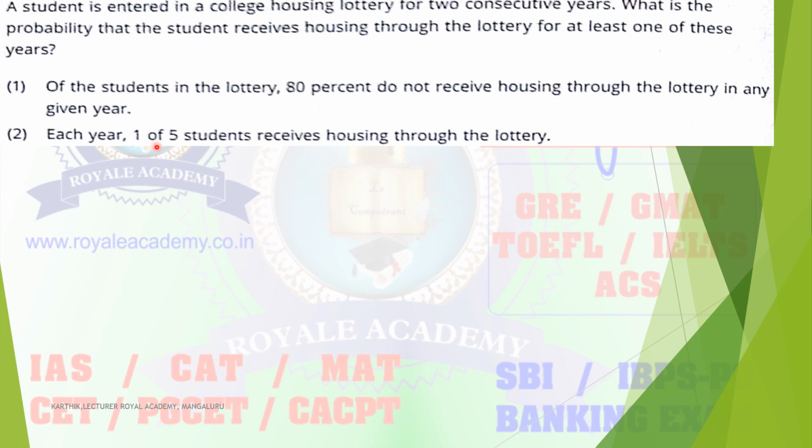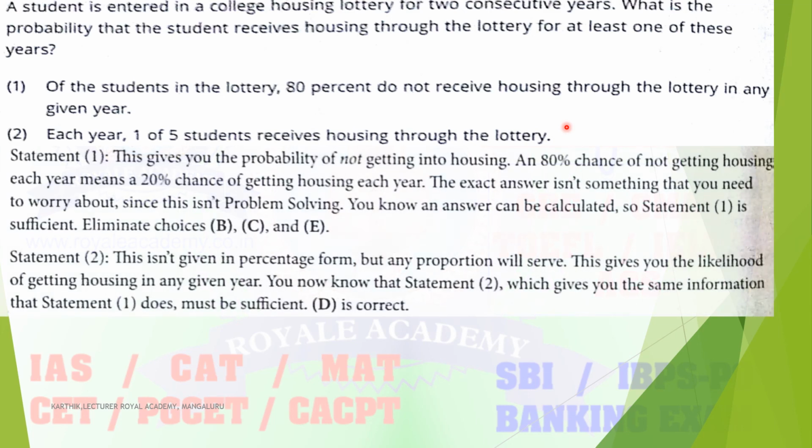The second statement says each year 1 of 5 students receives housing through the lottery. One student out of 5 is 1 by 5 into 100, which is nothing but 20%. That also gives enough information to answer the question. Each statement alone can answer the question. Option D is the correct answer for this problem.